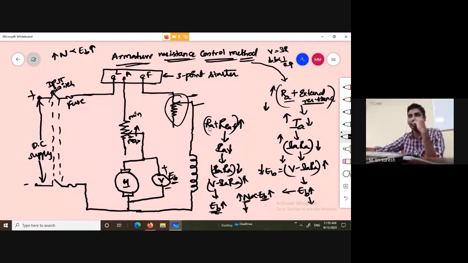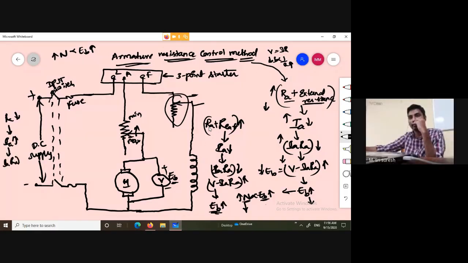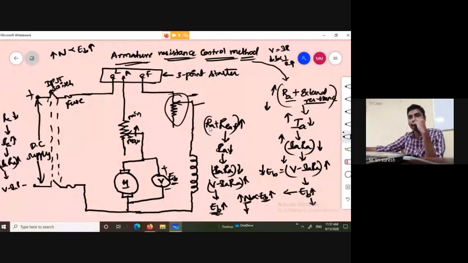Resistance value is decreased, so what happens to current? Ra value will decrease. If Ra decreases, current will increase. If current increases, IaRa will increase. The drop in the armature is increased. If the drop in the armature is increased, what happens to V minus IaRa? It decreases. V minus IaRa is nothing but the Eb equation for a shunt motor. We are taking it as a shunt motor, so you can see here the field winding is connected in parallel with armature and supply.